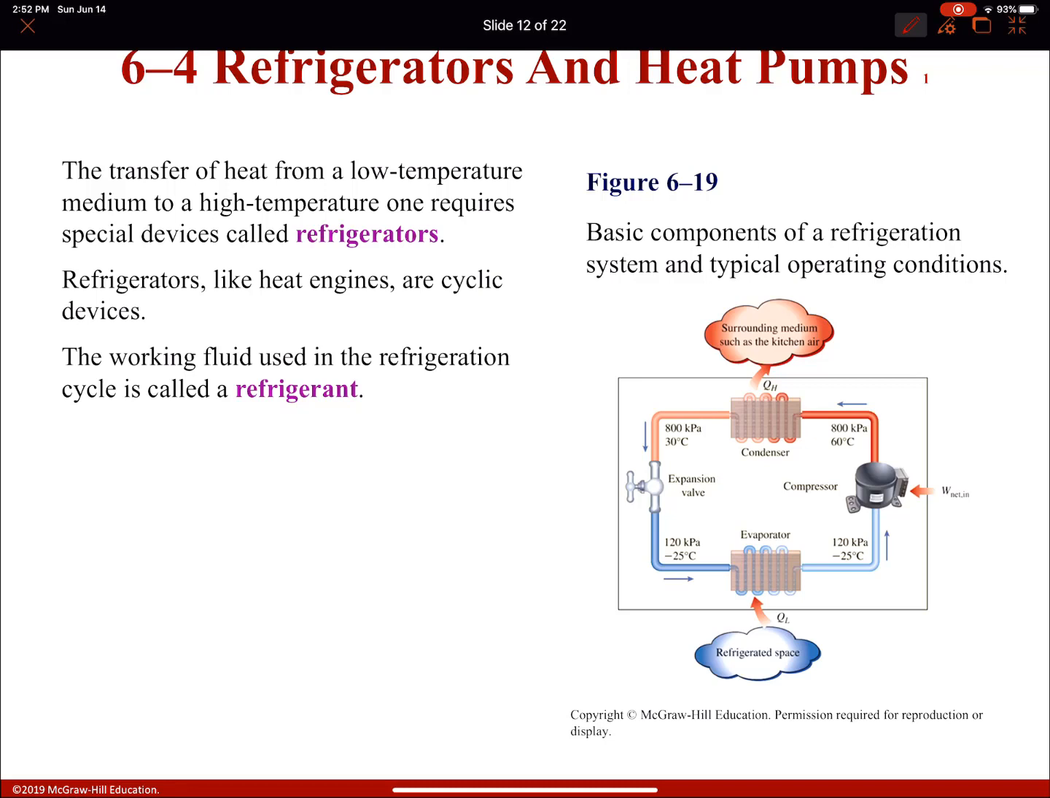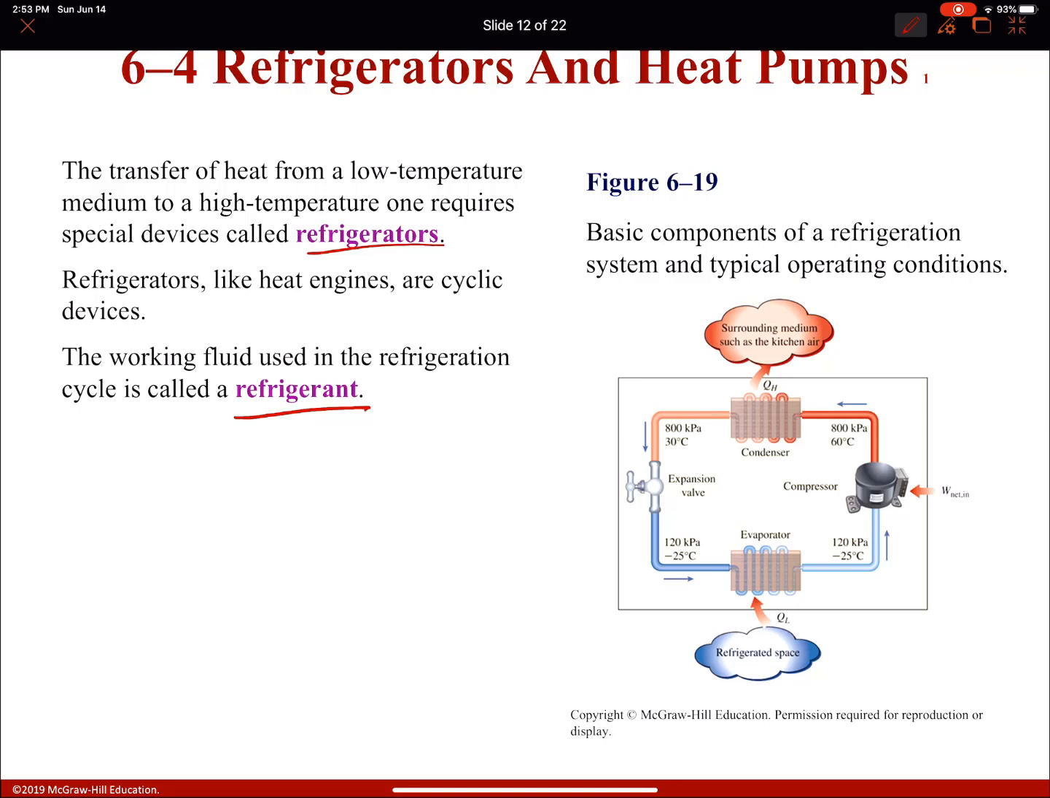So the transfer of heat from a low temperature medium to a high temperature one requires special devices called refrigerators. Refrigerators, like heat engines, are cyclic devices. The working fluid for use in the refrigeration cycle is called refrigerant. Okay, remember that. So pretty much what we have in the refrigerator is a transfer of heat from a low temperature medium to a high temperature, and that requires a refrigerator.